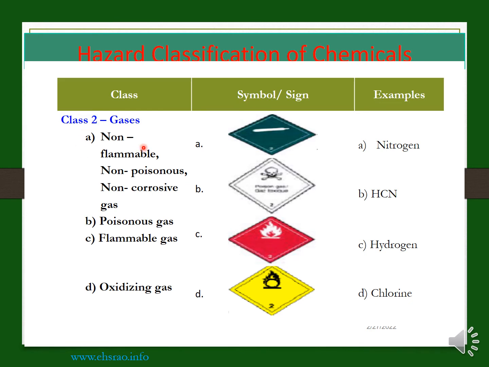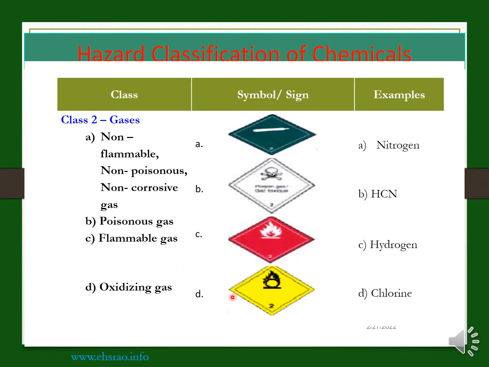Class 2: compressed gases. Under section A are non-flammable, non-poisonous, non-corrosive gases. This is the symbol for them, and an example is nitrogen. B: poisonous gases. The poisonous gases symbol is a skull and crossbones, and an example is HCN. And flammable gases are indicated by a red diamond with a fire symbol, and the example is hydrogen.